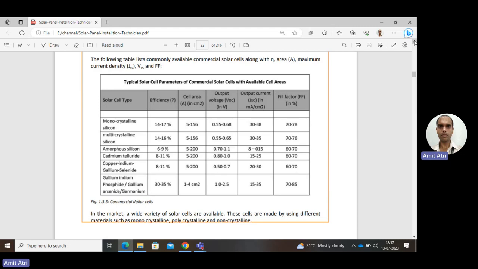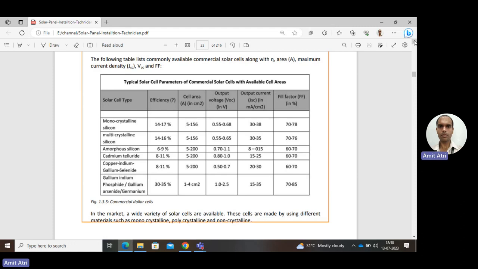Multicrystalline or polycrystalline. These two, monocrystalline and polycrystalline, are the most commonly used solar cells. Mostly in the market, commercially available cells are either monocrystalline or polycrystalline. Then similar parameters are available for multicrystalline, with just a very minor difference. Output voltage is from 0.5 to 0.65, current 30 to 35 milliampere, and fill factor 70 to 76%.